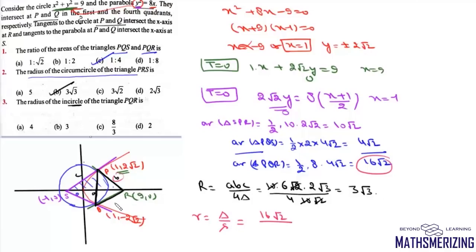S is semi-perimeter. So it is B plus B. So that is 2B. And then plus this value, which is 4 root 2, divided by 2. And what is the value of B? B is root 72, which is 6 root 2. So it will be 12 root 2 plus 4 root 2. That will be 16 root 2. So 8 root 2. So this value is simply 2. So radius of incircle is 2 units.